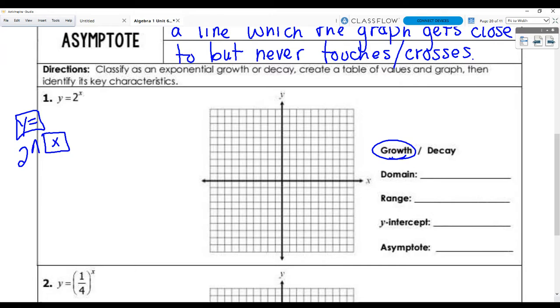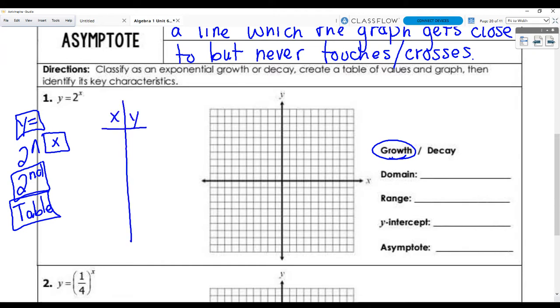And then to get to my table, I hit the blue second button and table. All right, and we want to plot some points here. So I pick -2, .25. Yes, there's decimals going on here. -1, .5. 0, 1. 1, 2. And 2, 4. Again, those are just points that I copied off the table on my calculator.